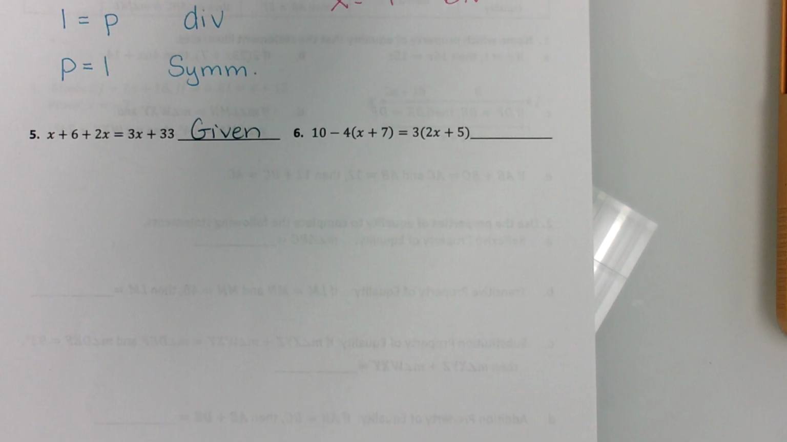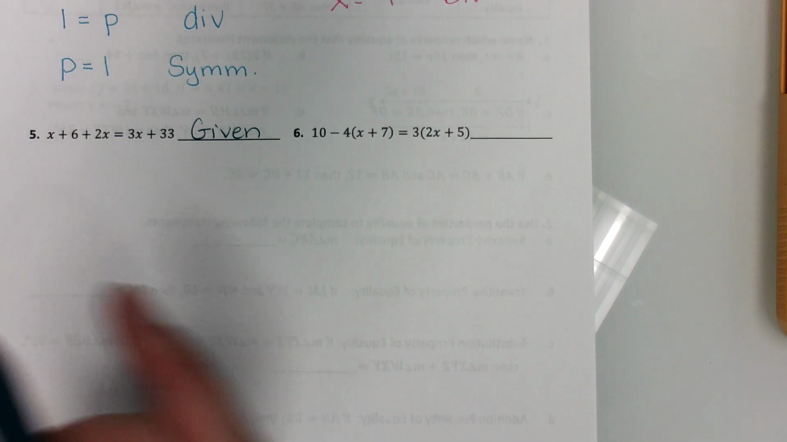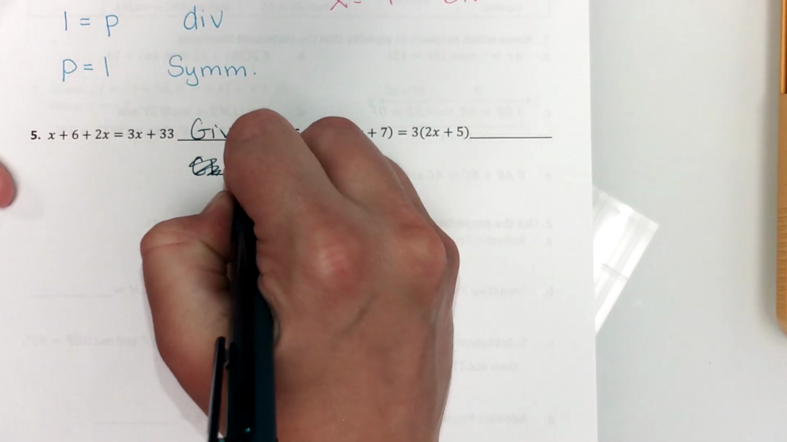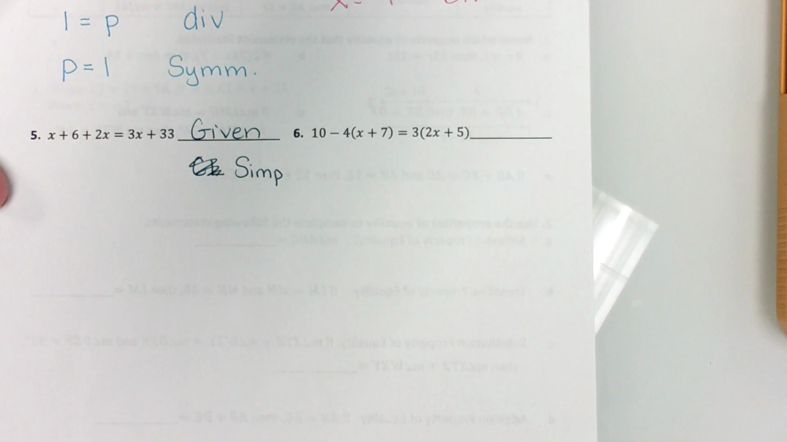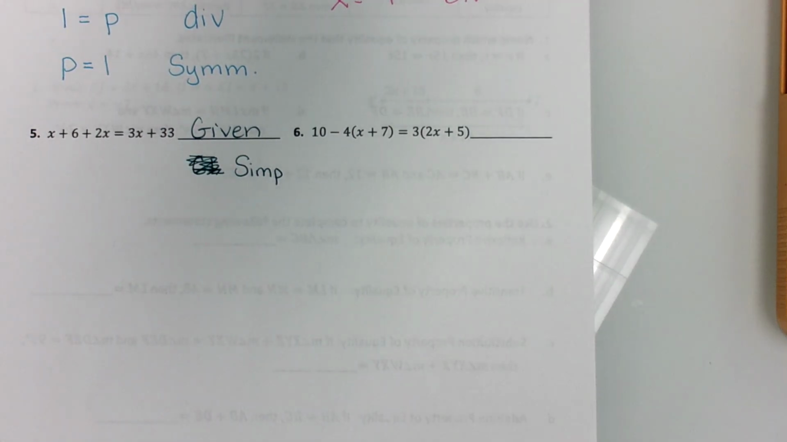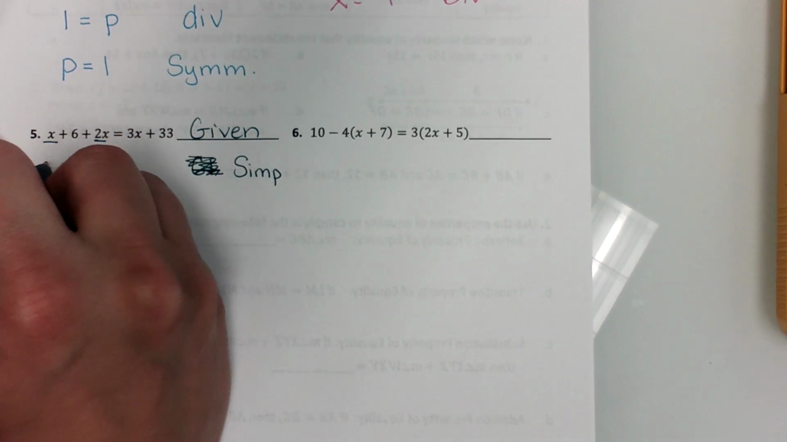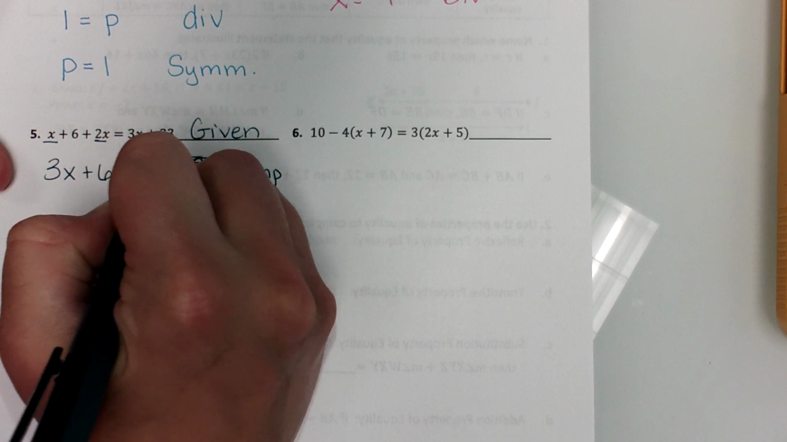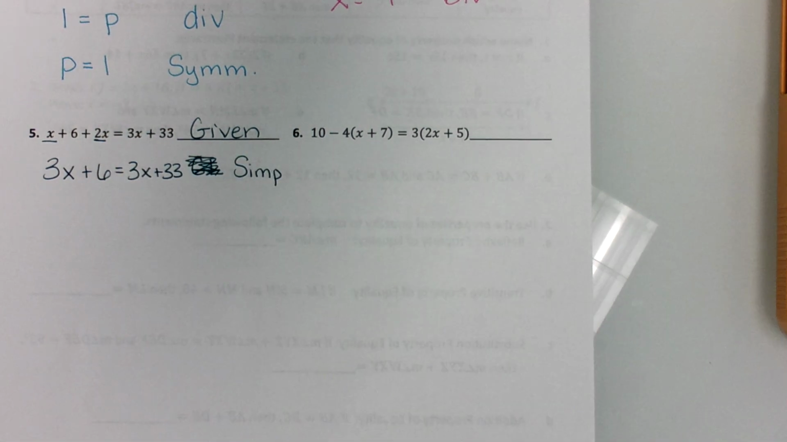Corey, combine like terms. What am I doing? Which is a simplify step. Combining like terms is a simplify. Now my like terms are the x and the 2x, which is 3x. Still got this plus 6 equal to 3x plus 33.